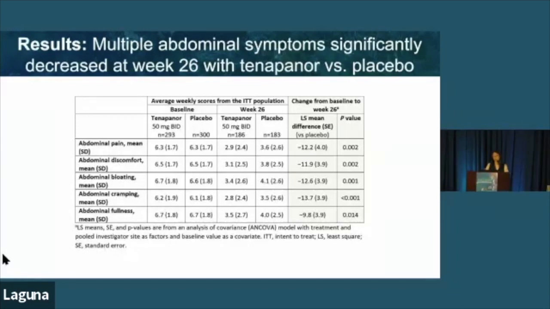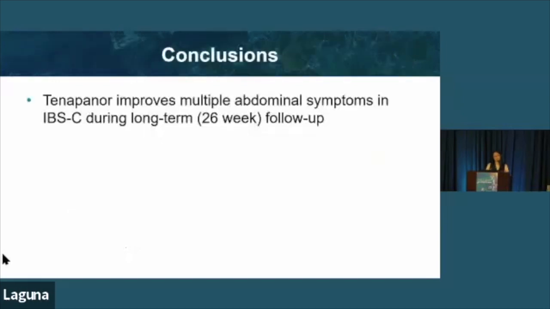They also looked at the difference between the change for treatment versus placebo at this long-term follow-up period. And they observed that there were significant differences in the change in symptoms that are shown here on the far right of the table, denoted in gray. So again, this was a post-hoc analysis of previously collected data, but what it does go to show is that tenapanor appears to improve multiple abdominal symptoms in patients with IBS-C that were assessed in a long-term follow-up of 26 weeks.